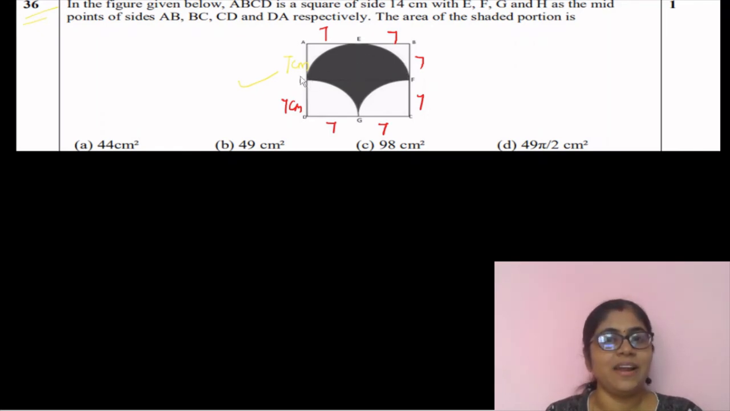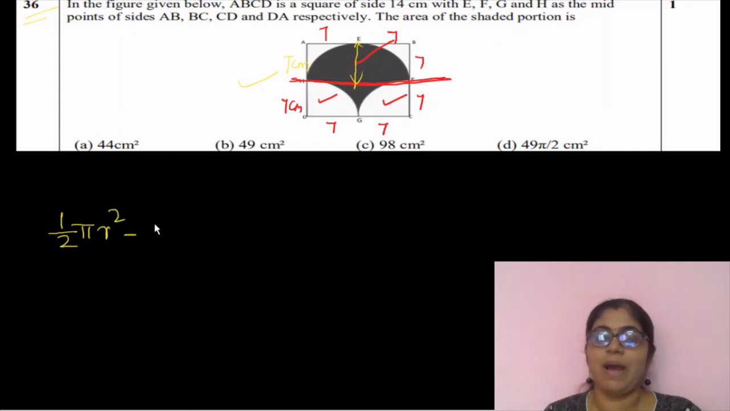So for the area of the shaded region, if we divide the square in two parts like this, the area of the shaded region is the area of the semicircle plus the area of the half of square minus this quadrant and this quadrant. So the area will be the area of semicircle whose radius is 7 centimeter. So half pi r square is the area of the semicircle. This minus, what will this plus the area of the half of square.